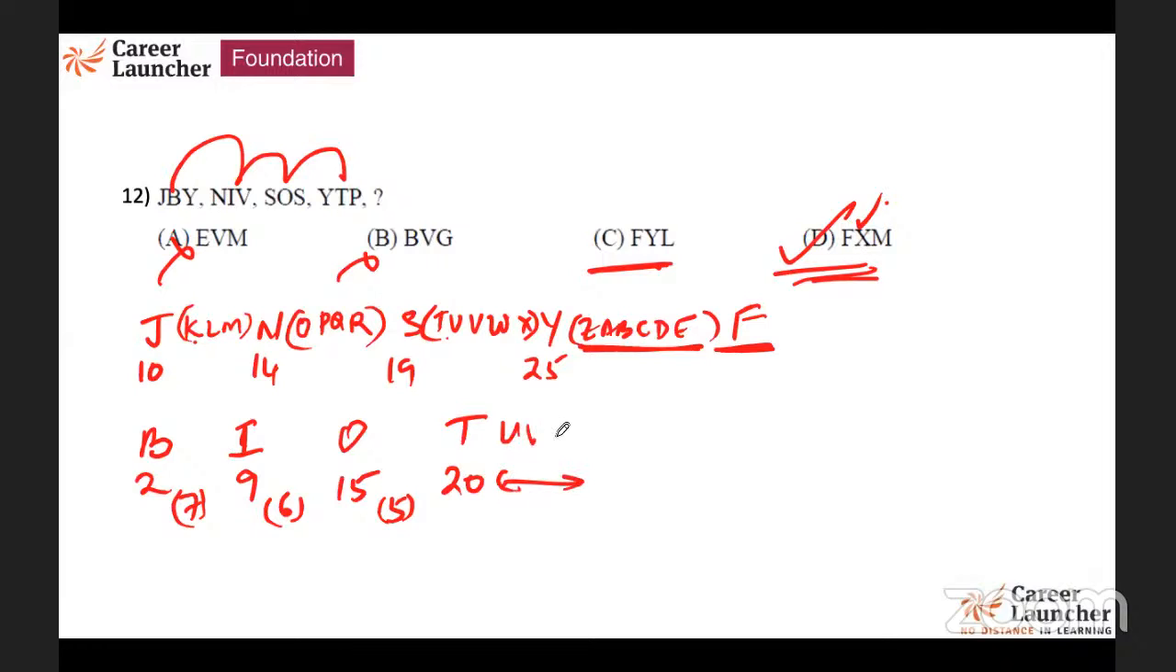T, U, V, W. You will have UVW. X has to be the number because this is 24. 24 minus 20 is 4. So it cannot be Y. It has to be X.